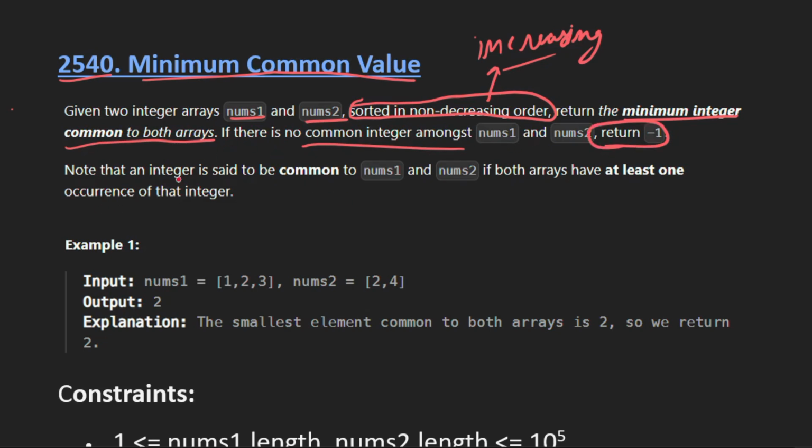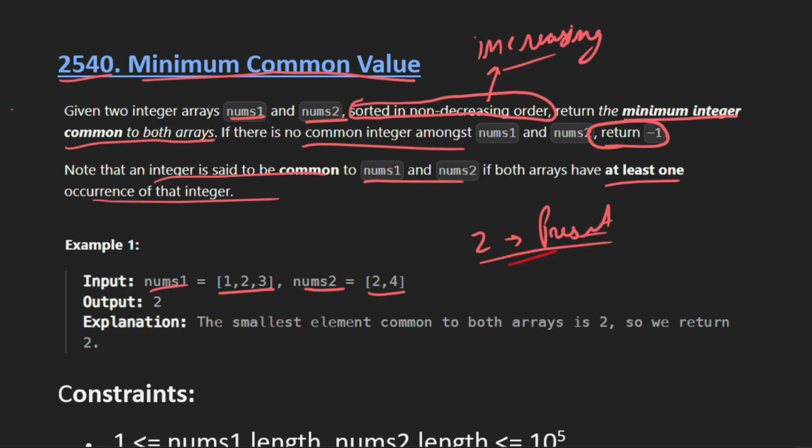An integer is said to be common to both the arrays if they have at least one occurrence of that integer, right? So let's see an example. In nums1 we are given the elements 1 2 3, and in nums2 we are given the elements 2 and 4. Do we have 1 present in both the arrays? No, 1 is not present. Do we have 2 present in both the arrays? Yes, 2 is present. So 2 is the smallest element common in both the arrays, so 2 is the answer. We have to find the smallest element that is present in both the arrays.